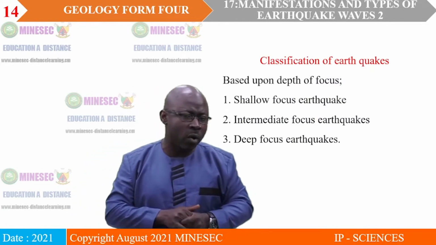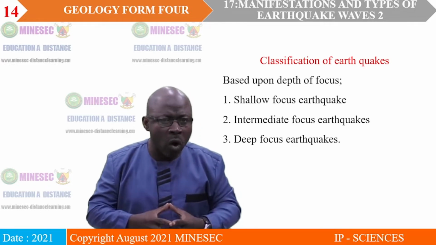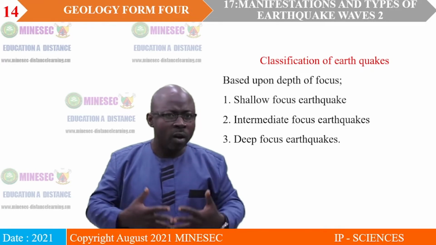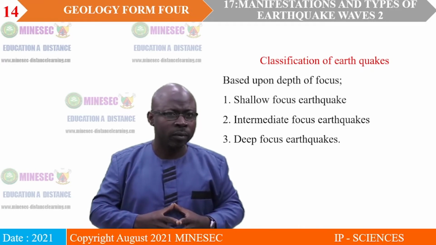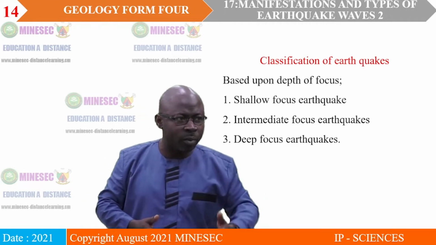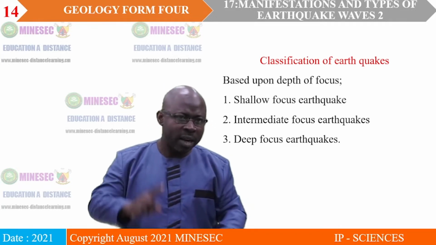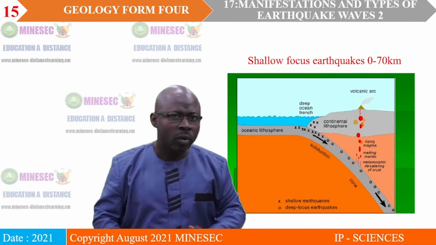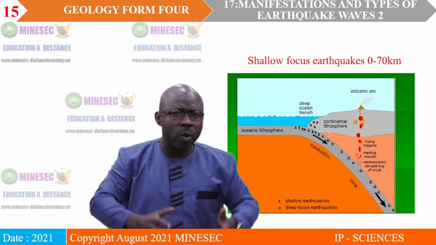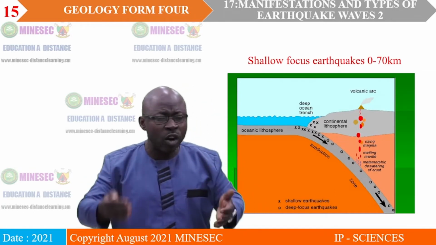Now, based on the depth of focus, there are three types of earthquakes. We have shallow focus earthquakes, intermediate focus earthquakes, and deep focus earthquakes. These are the three types that seismologists have put forward as standard. What therefore are shallow focus earthquakes? Shallow focus earthquakes, based on the depth, are those earthquakes that occur within the range of 0 to 70 kilometers deep.